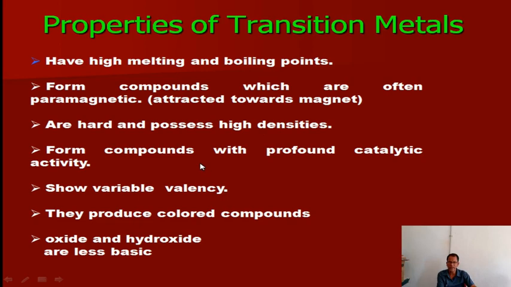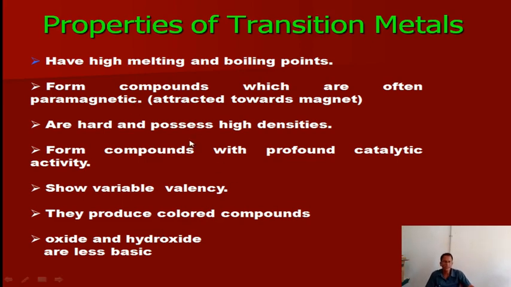They also show catalytic property. That means these elements and their compounds behave as catalysts and show variable valency. The elements show more than one valency. You know ferrous valency 2, ferric valency 3, already you have read. They also produce colored compounds. The elements are colored and their compounds are also almost all colored. Their oxides and hydroxides are less basic compared to alkali and alkaline earth metals, that is, compared to S block elements.